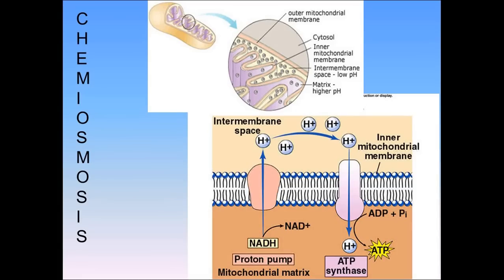The last step is chemiosmosis. Chemiosmosis is the movement of ions across a selectively permeable membrane, creating energy in the form of ATP. It's going to occur in the inner membrane space and the matrix. It's also going to occur at the same time that electrons are being passed down the electron transport chain. This is how it works.